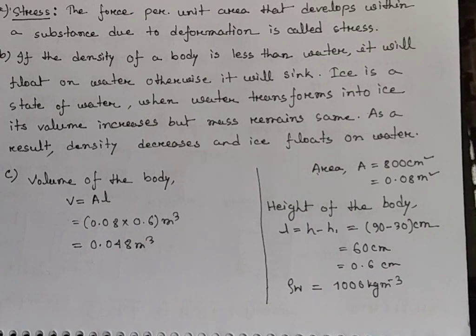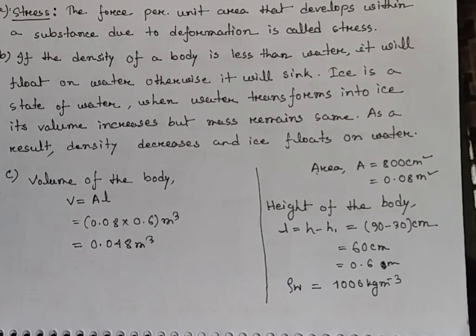We have to convert it to meter, and this one will be 0.6 meter. And the density of water is given in our question, and that is rho w equals 1000 kg per meter cube. So now we can determine the volume of the body, that will be V equals AL, and the area is 0.08 meter square, and the length, the height, is 0.6 meter. So putting these values in this equation of V equals AL, we finally get the volume of the body will be 0.048 meter cube.